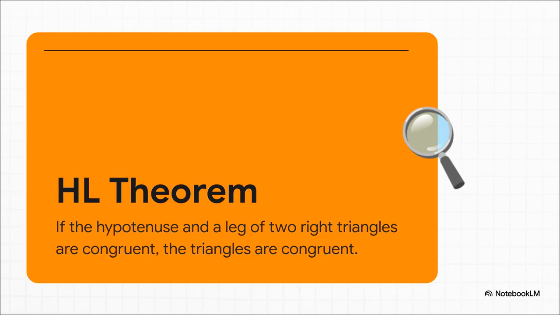This special terminology leads us to a really slick shortcut, the hypotenuse leg theorem, or just HL for short. It's a beautifully simple rule just for right triangles. If you can show that the hypotenuses are congruent and one pair of legs are congruent, then the triangles are congruent. That's it. You're done.